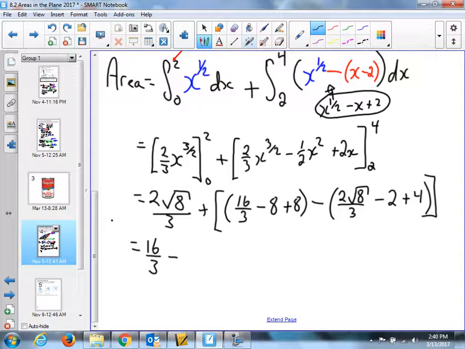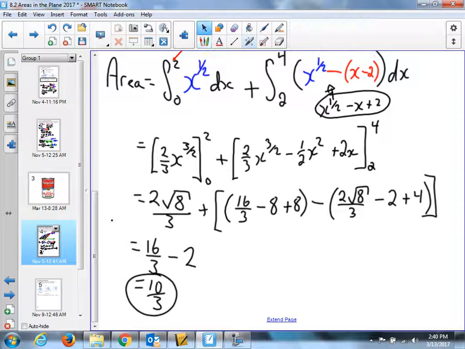Negative 2 plus 4 is positive 2, but it's being subtracted. So 6, anyways, out of 3. 10, now apparently, yeah, 10/3. Sorry, it's positive. 10/3. Okay, got it.